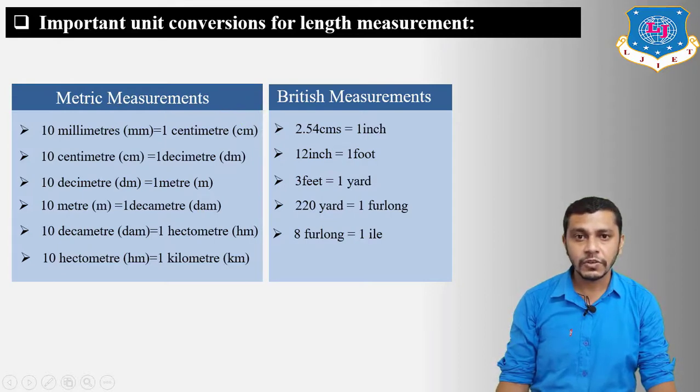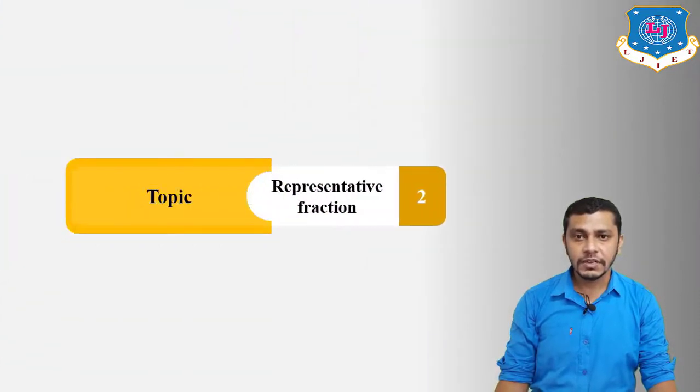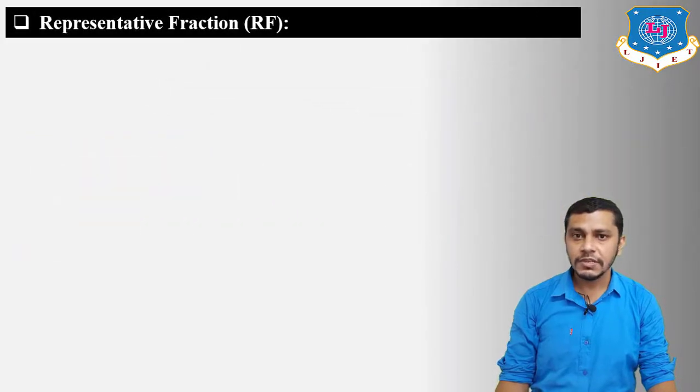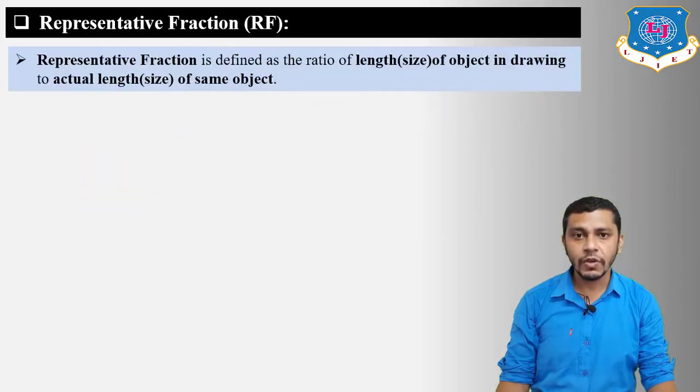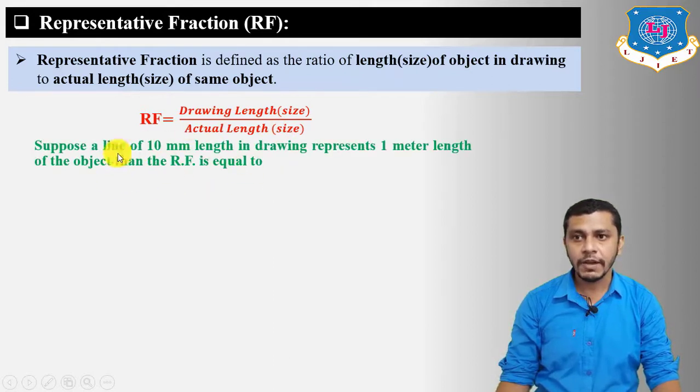Now let us move on to the next topic, representative fraction. So what is representative fraction? Representative fraction, RF, is defined as the ratio of the length or size of the object in the drawing to the actual length or size of the same object. So RF is equal to drawing length or size upon actual length or size. Now let us have one example.